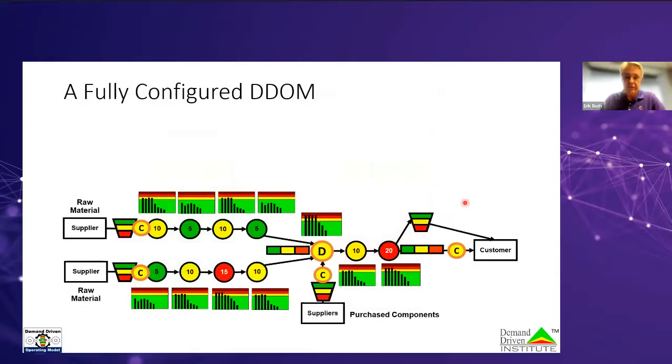So when you think about a fully configured DDOM, we've got stock buffers at various entry points here from suppliers, a supplier that comes in further down the routing path. We've got a stock buffer to help ensure that we've got availability for make-to-stock items. We've got time buffers for make-to-order items, protecting our ability to ship on time. And then we've got time buffers being used here to protect that drum schedule.